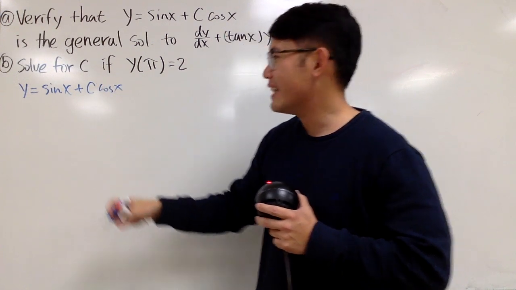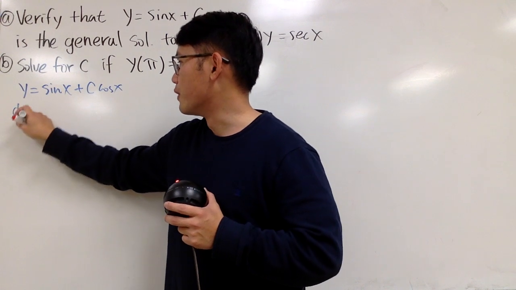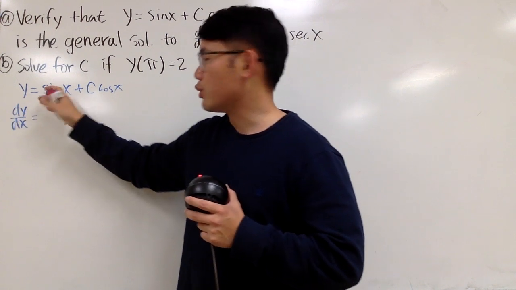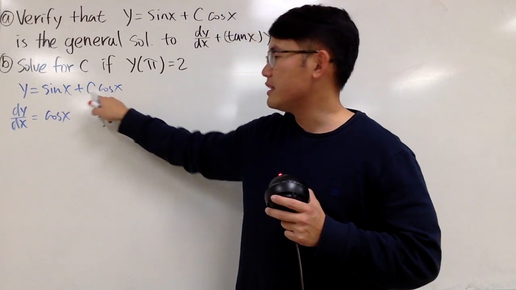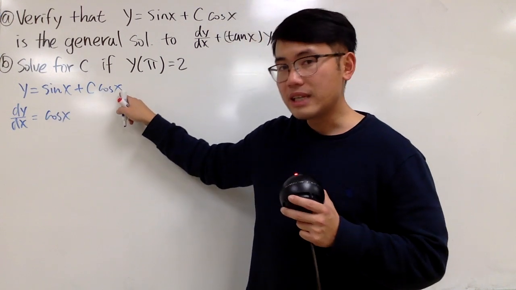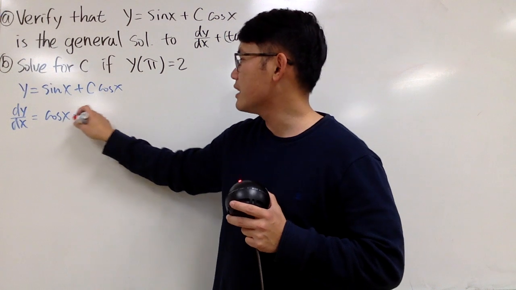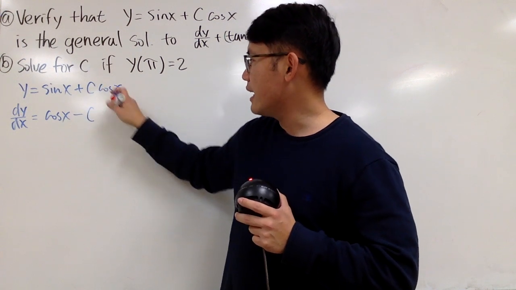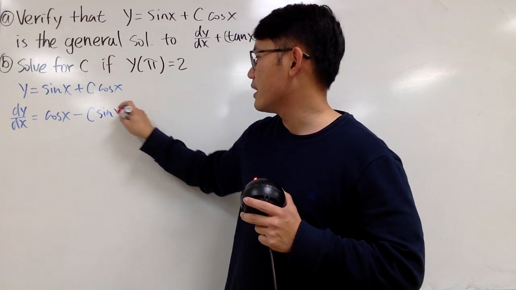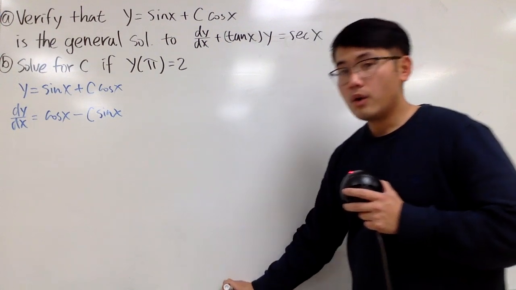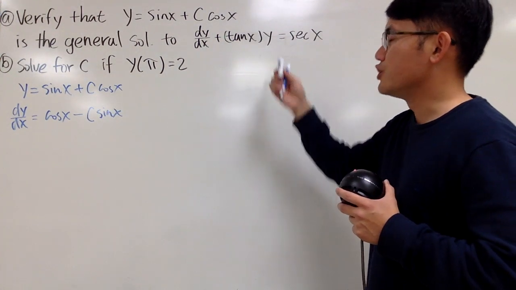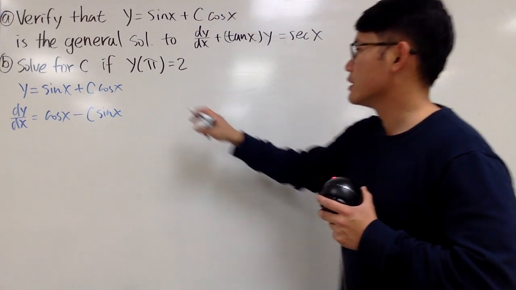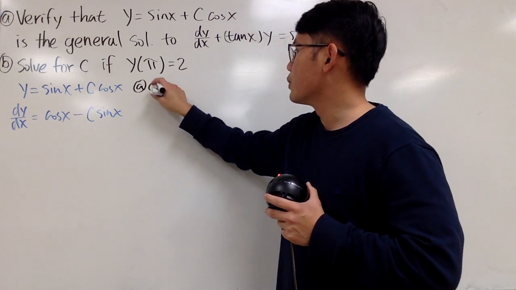Okay, and then dy dx is of course your first derivative. Well, the derivative of sine x is just cosine x, and the derivative of c times cosine x: the derivative of cosine is negative sine, so we have negative, and c still stays, and we get a sine x right here. Well, now we'll just have to put these two right here and check if they will satisfy or not. So here we go, part A, we check.